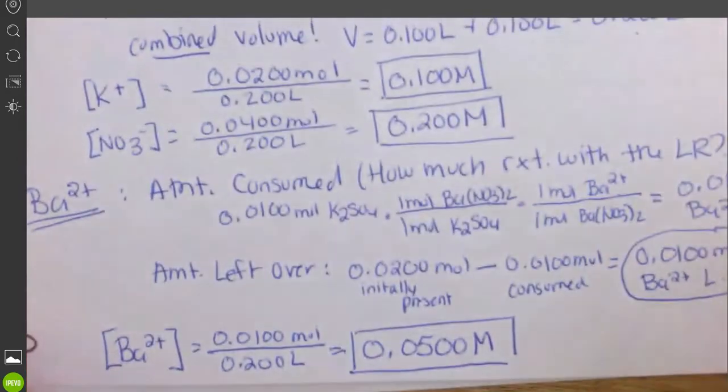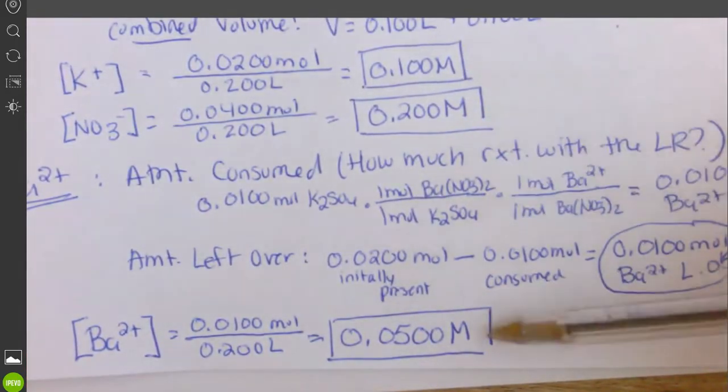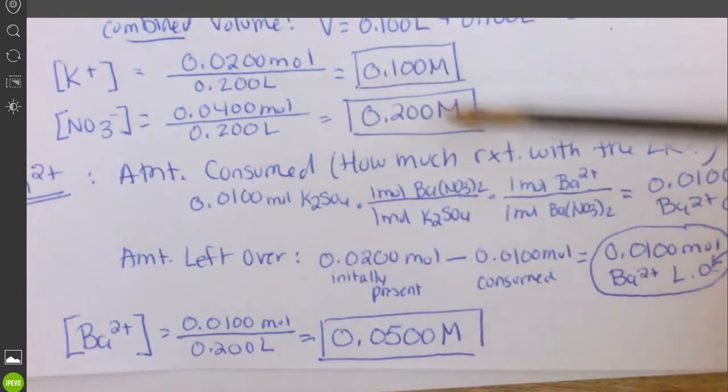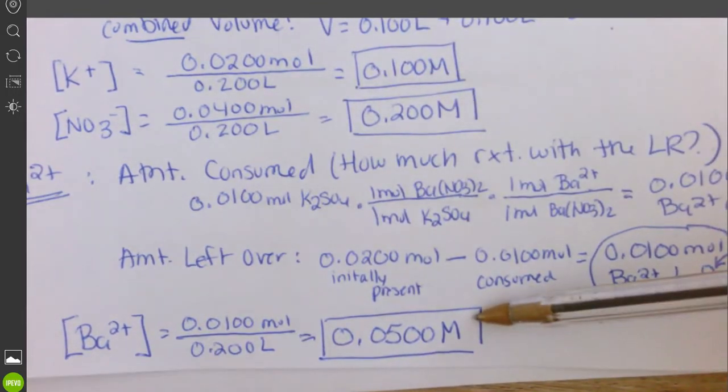So hopefully I can get these all up there. These are my 3 ions that remain in solution: potassium, nitrate, and barium. And these are their final concentrations after the precipitation reaction.